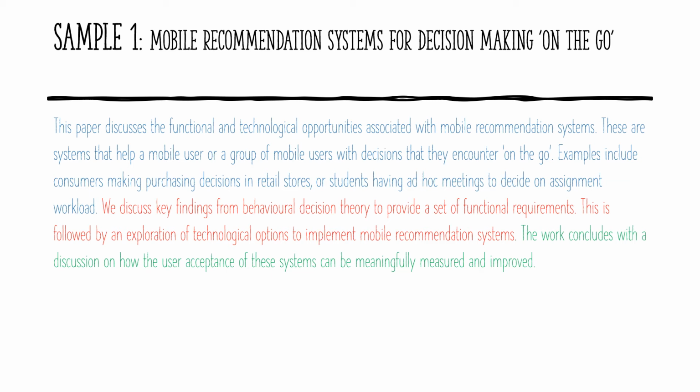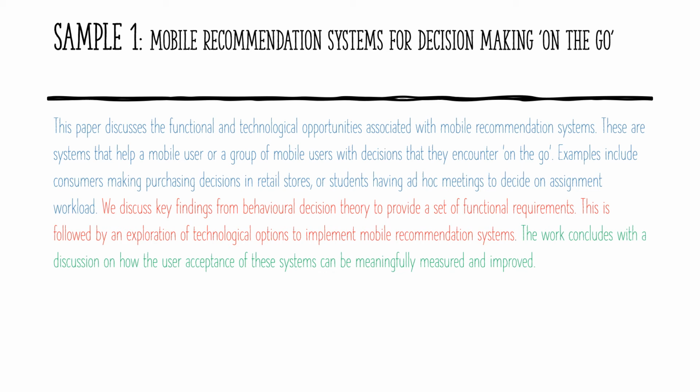Here is a sample of an abstract. Not to say it is good, but you can use this as an example for you to write. This sample is on a mobile recommendation system for decision making on the go. I have put color there to show what they discuss in this abstract. The blue font: this paper discusses the functional and technical opportunities associated with the recommendation system. This is an introduction.